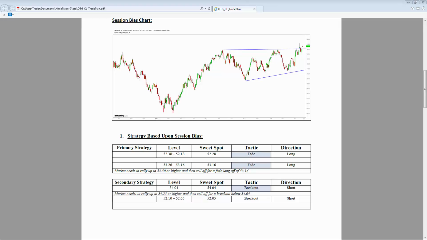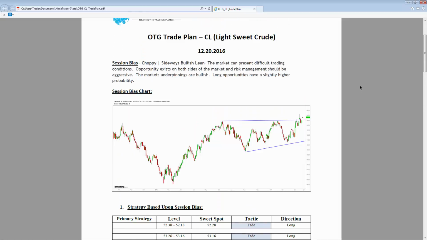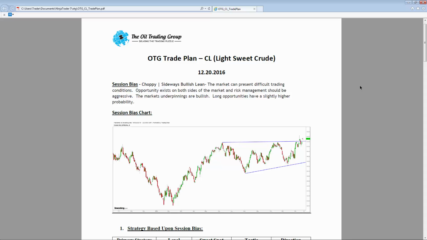Today is December 20th, and this is your trade plan review. As many of you know, we will be conducting a live trading session starting tomorrow at 9 a.m. Central Standard Time. We'll be covering trade plan, price action, order flow, volume, etc., and going into an in-depth discussion on what transpired in the market today.